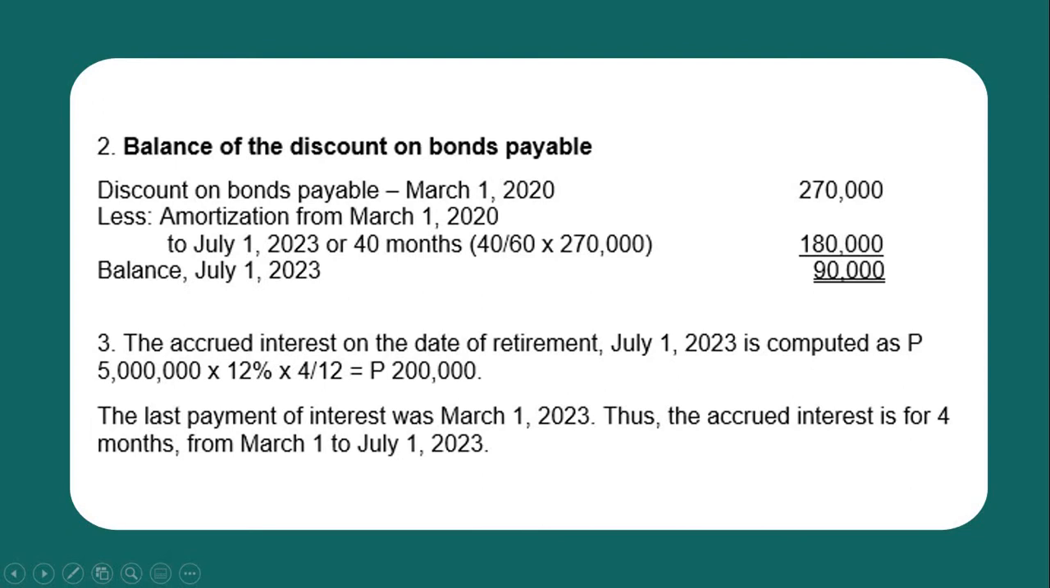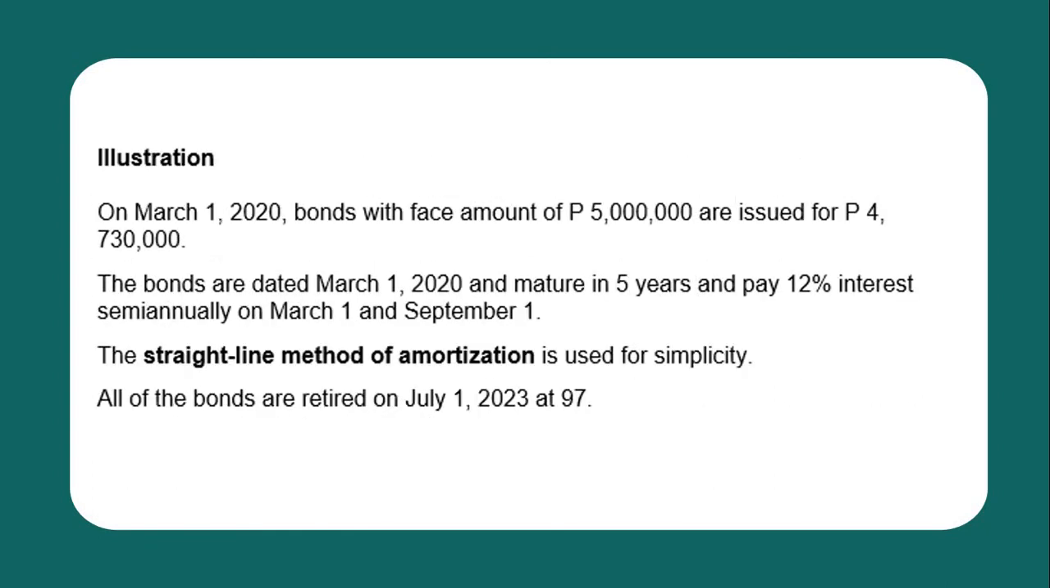Step 3 is to determine the accrued interest. There is an accrued interest when the retirement date does not coincide with the interest date. Our interest dates are every March 1 and September 1. The retirement happens on July 1. So, we have accrued interest. So, how much is our accrued interest? The accrued interest will cover the last interest date until the retirement date.